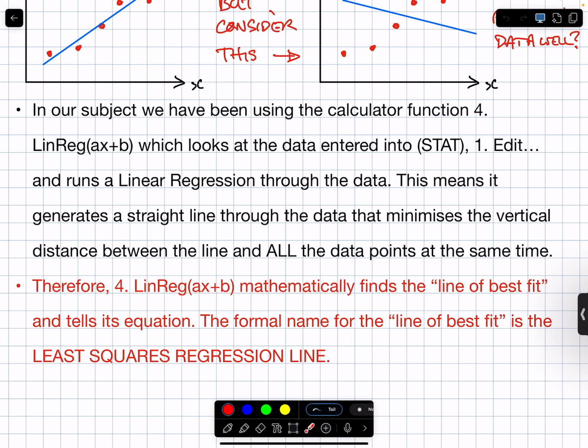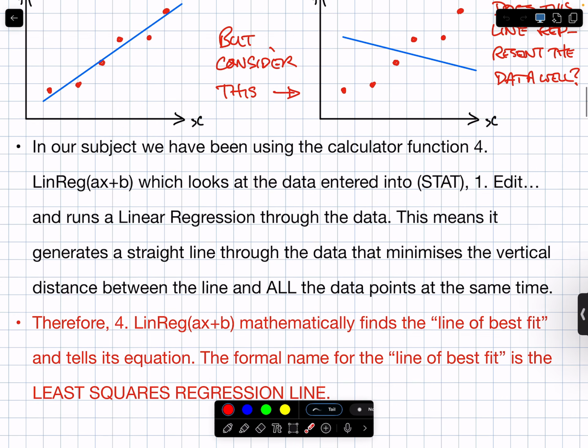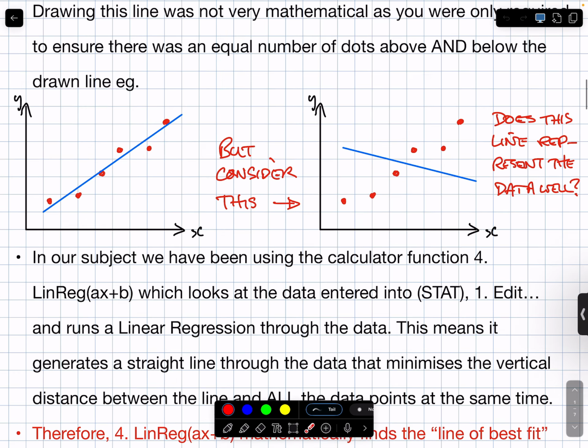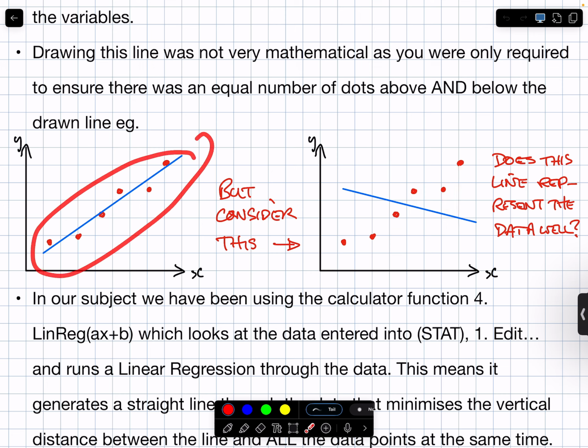What does that mean? It generates a straight line through the data that minimizes the vertical distance between the line and all the data points at the same time. So if you looked at this, that blue line is trying to maximize the distance between the line and these dots. Whereas here, what does that blue line look like it's trying to do? It's trying to get as close to all of these red dots as possible all at the same time.